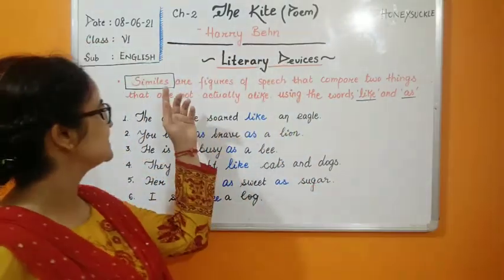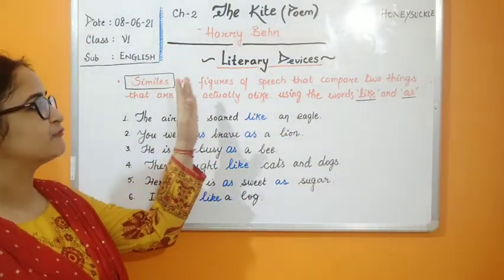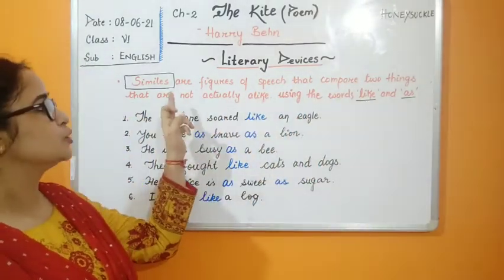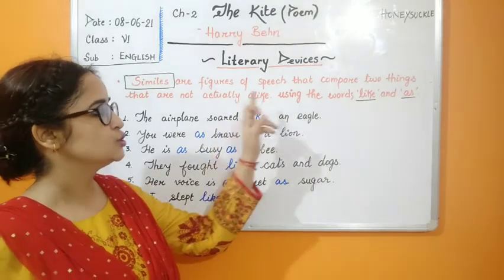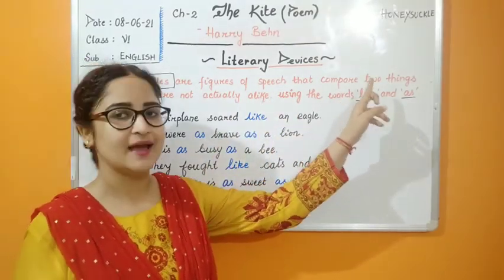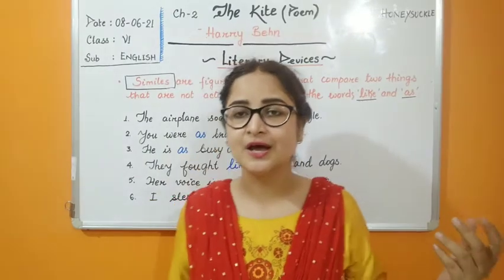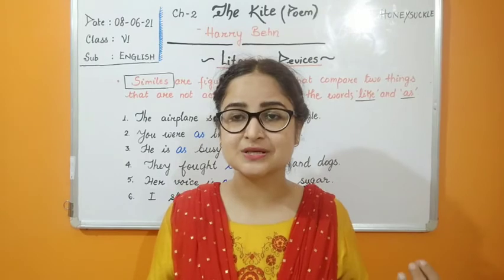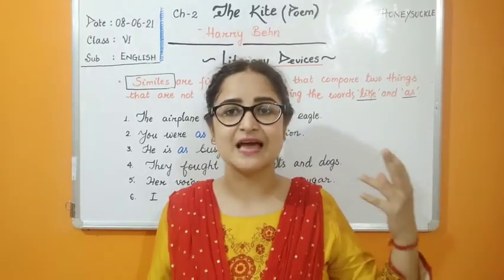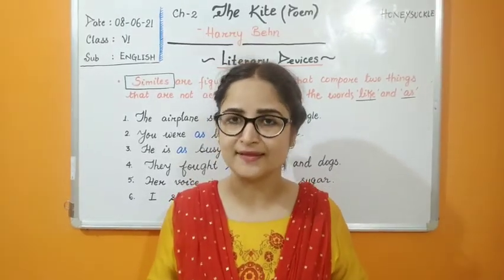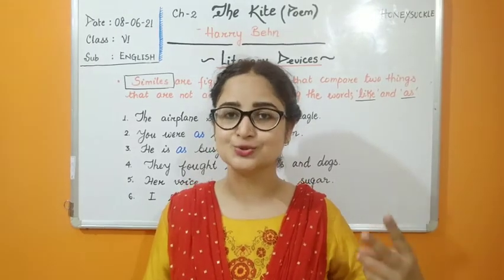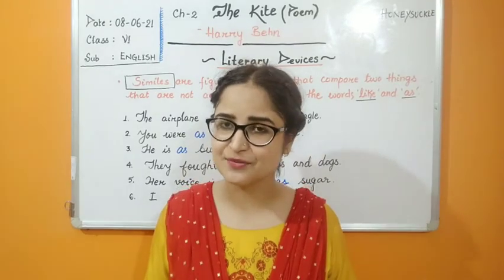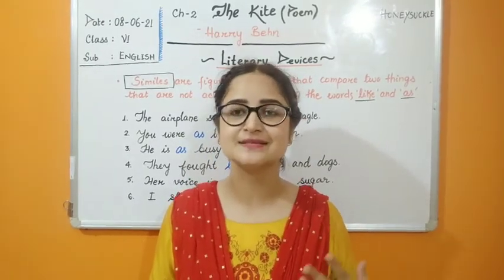The first one is similes. Similes are figures of speech that compare two things that are not actually alike, using the words like and as. So what has been told here? Similes are figures of speech. Do not get confused between literary devices and figures of speech, because they are one and the same. If you're talking about literary devices or figures of speech, they are the same thing.